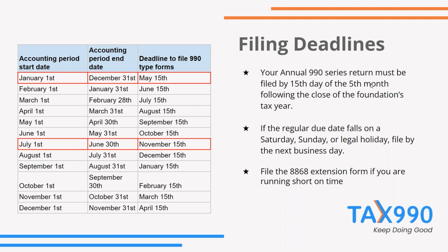As I mentioned, we're focusing on the November 15th deadline, which is for the tax year that runs July 1st through June 30th. 5 months after June 30th would be November, and then of course the 15th of November. So if you have a July through June tax year, we highly suggest going ahead and getting started on your return now to make sure you have enough time to get that completed and avoid any penalties or late fees.